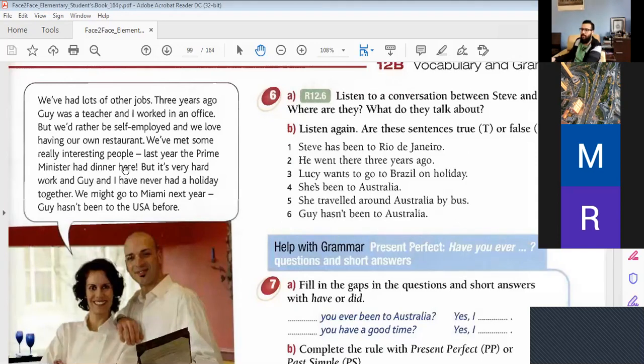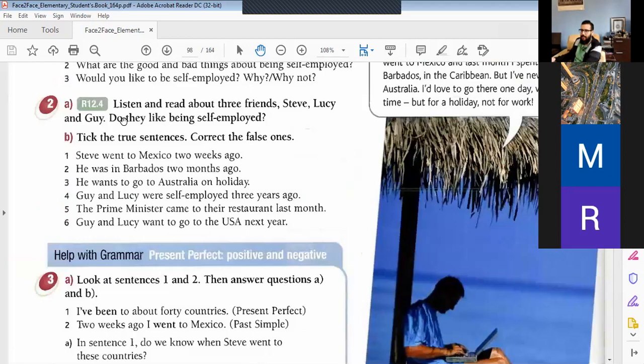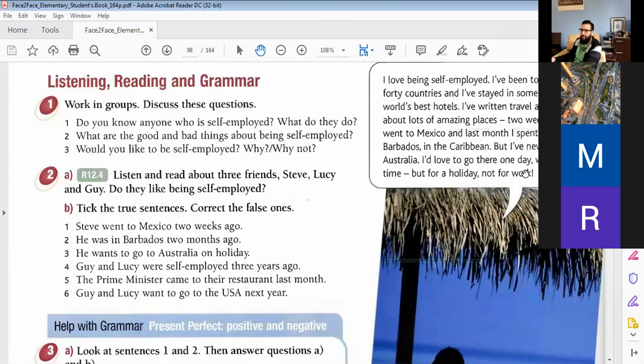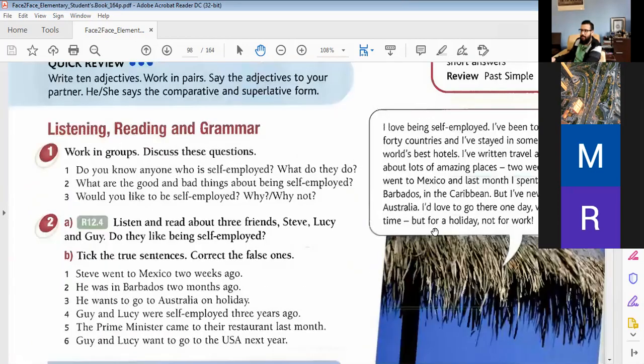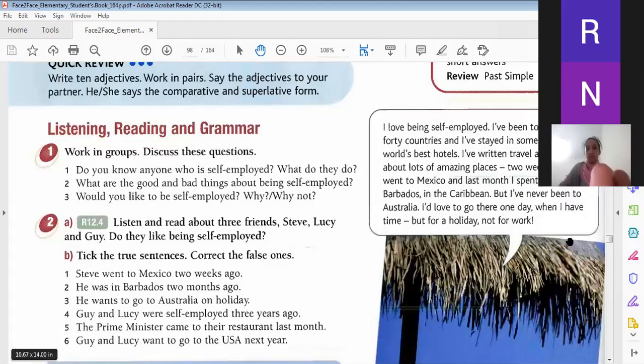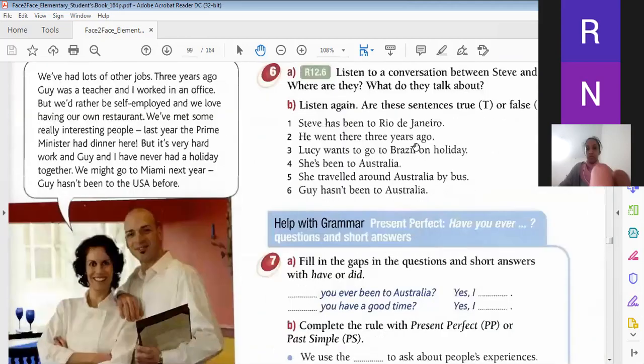Okay, so let's check the question. Let's try to answer it. The question asks, do they like being self-employed? So what about Steve? Does Steve like being self-employed? Yes. What do you think? Yes, Manal thinks yes. He writes travel articles about a lot of amazing places. That's correct. So he loves being self-employed. So this is Steve. What about Guy and Lucy?